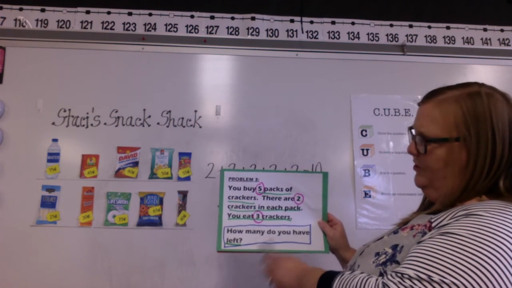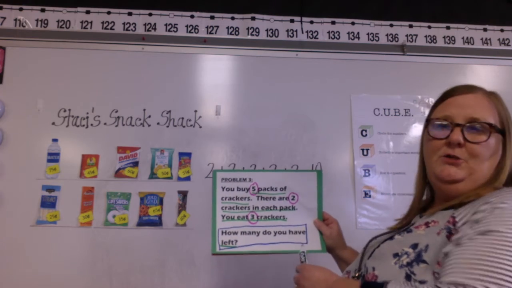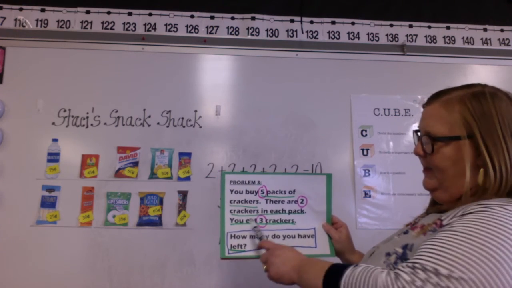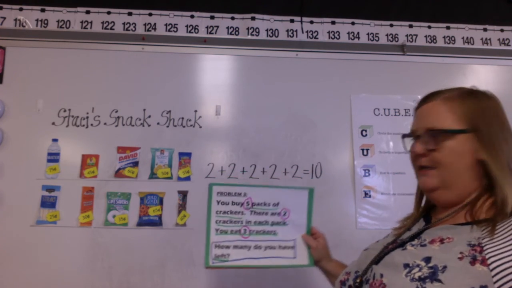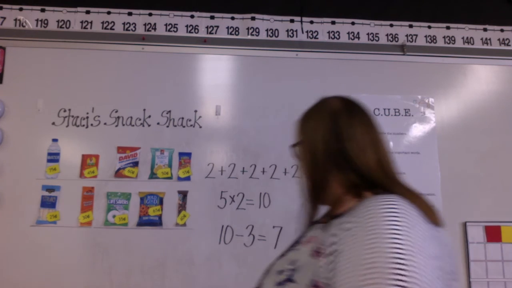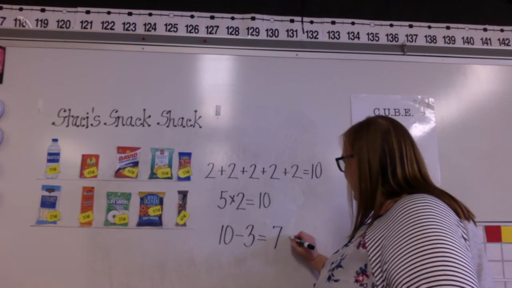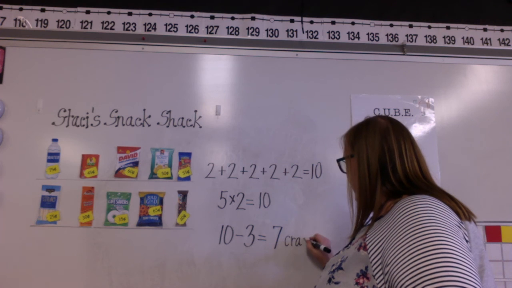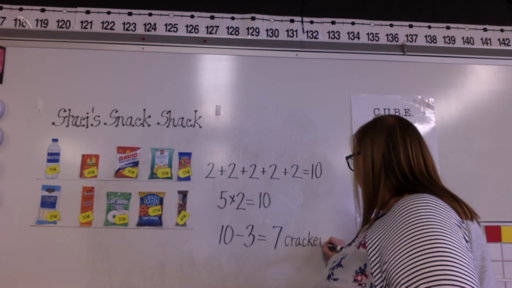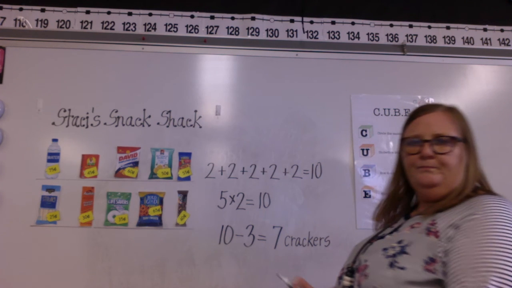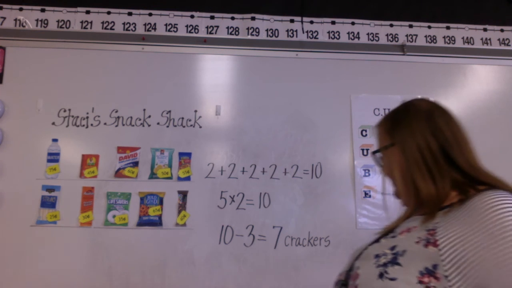And you always go back to the question. Usually it'll tell you, how many do you have left? How many what do we have left? Yeah, go back up here. Crackers, right? So that should be our unit. So our answer will be 7 crackers.